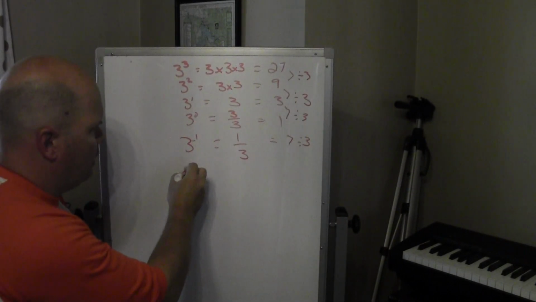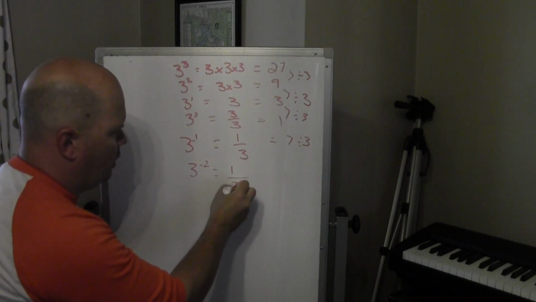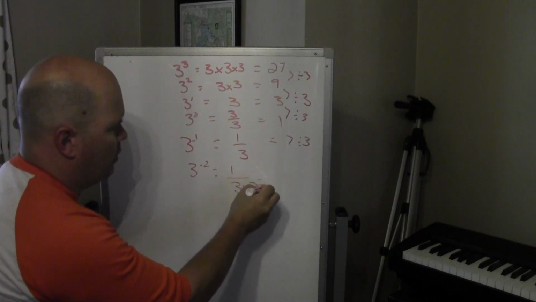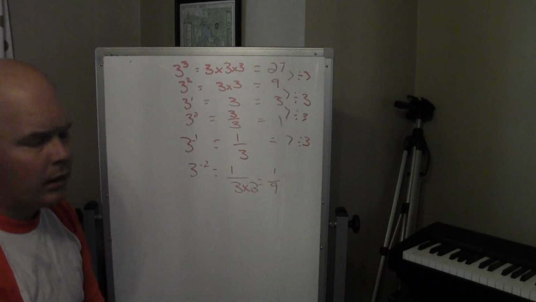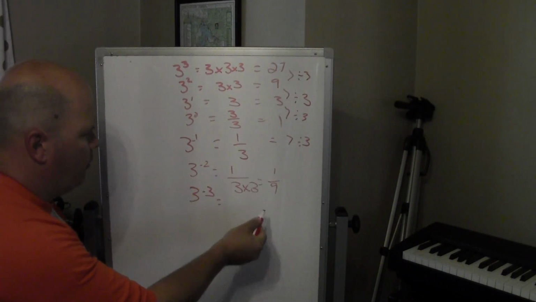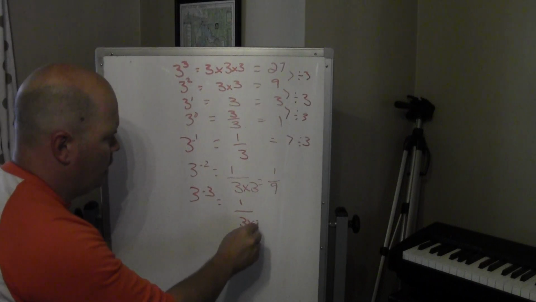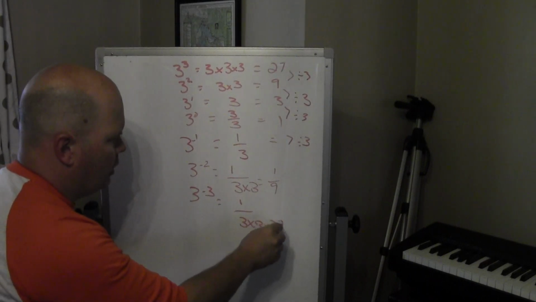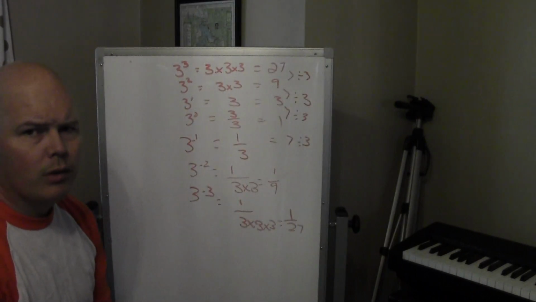So then 3 to the negative second would look like this: 1 divided by 3 times 3, which equals 1/9. If I did 3 to the negative third, it equals 1 over 3 times 3 times 3, which is 1/27. And that's true with whatever exponent.